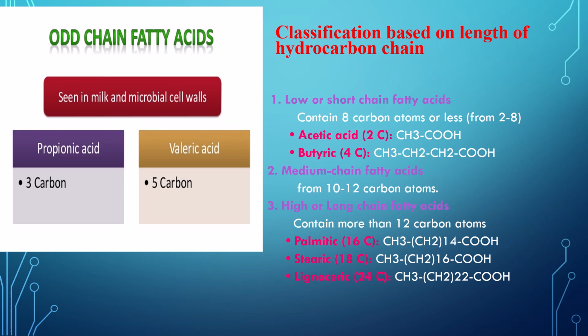Odd chain fatty acids are generally present in milk and microbial cell walls. The most common members are propionic acid, which contains 3 carbons, and valeric acid, which contains 5 carbons.